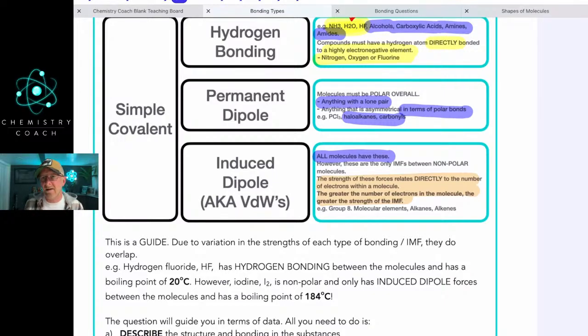Why does iodine have a higher melting point than fluorine? Well, they've both got induced dipole forces between them. And you'd be tempted to say, well, iodine has got a greater relative molecular mass than fluorine. So that's why it's got stronger induced dipole forces between them, which is not wholly untrue because there is a relationship. The bigger the molecule, the greater the induced dipole forces between them.